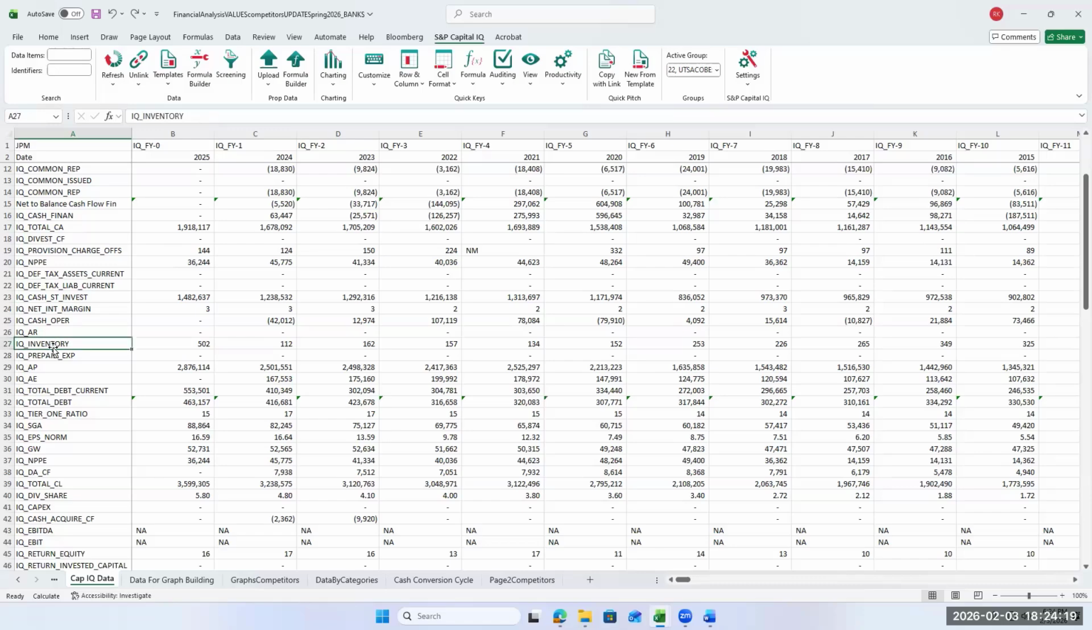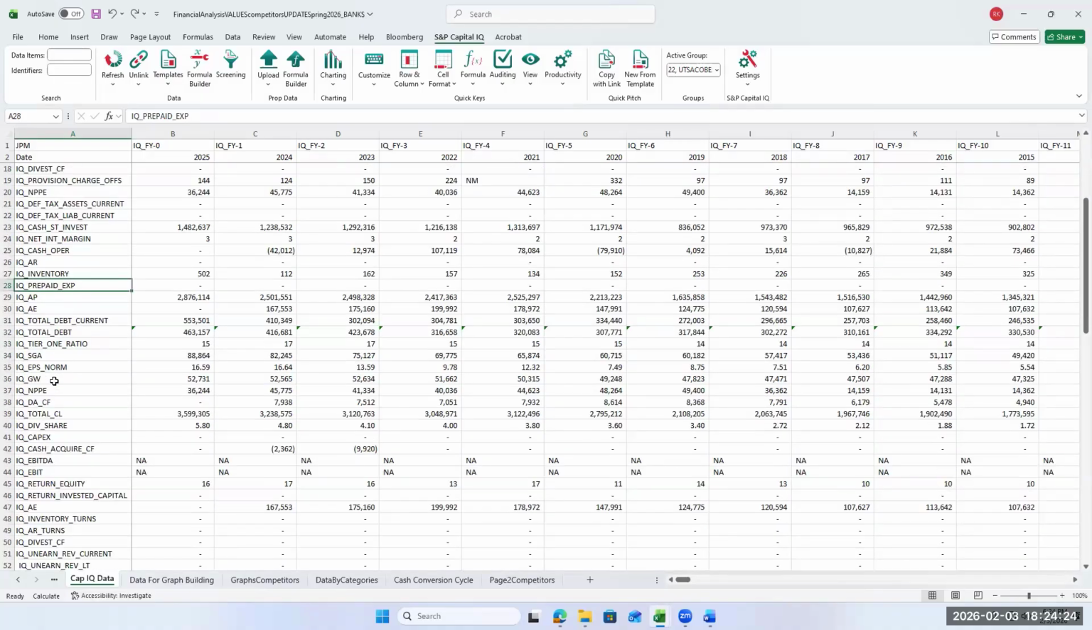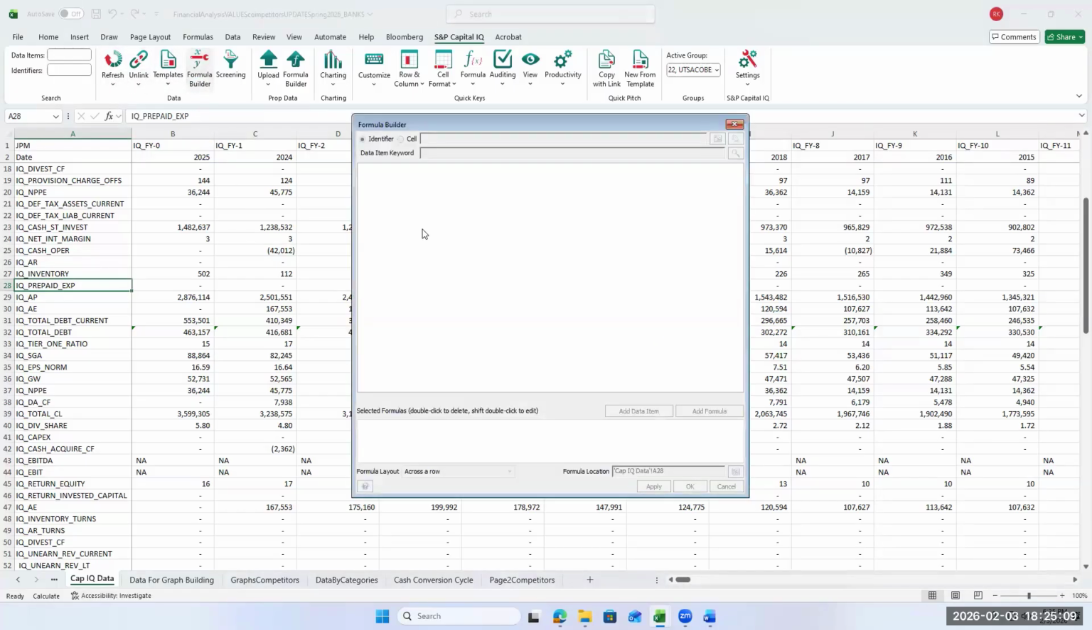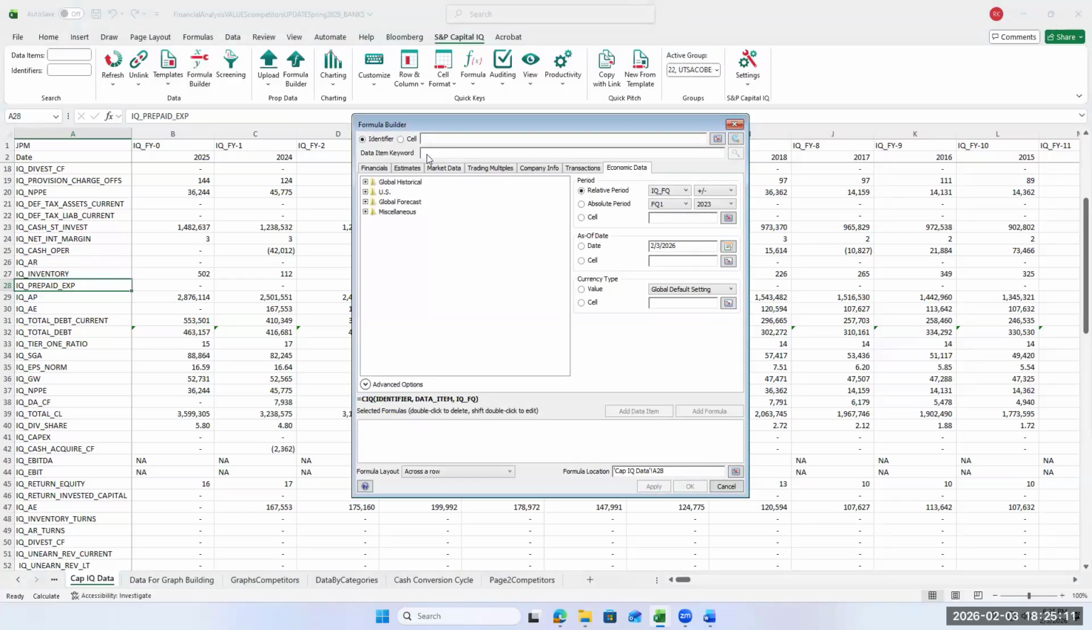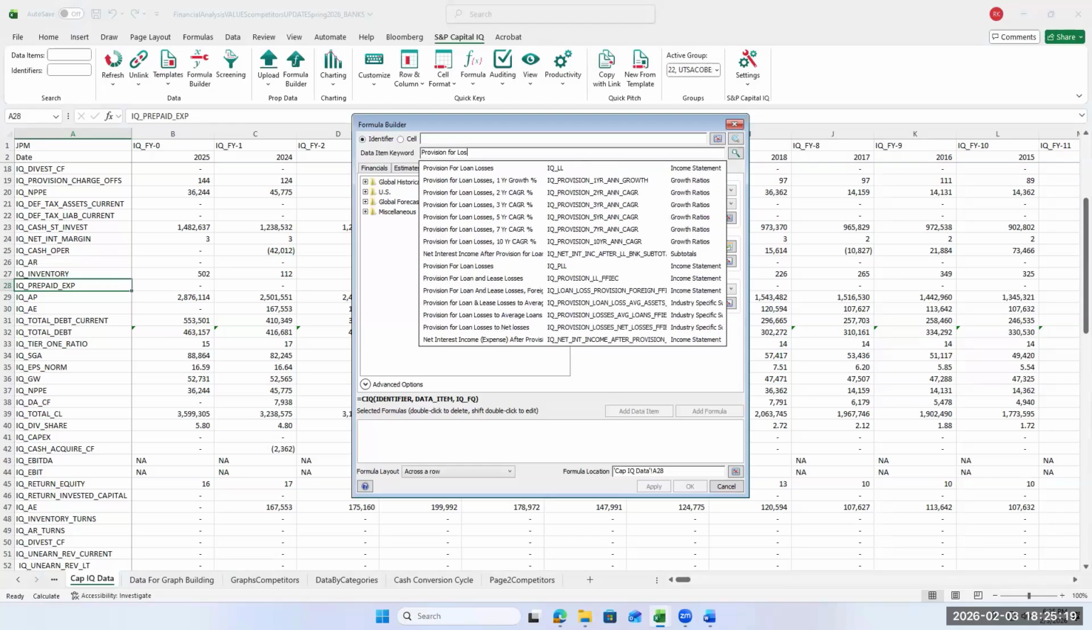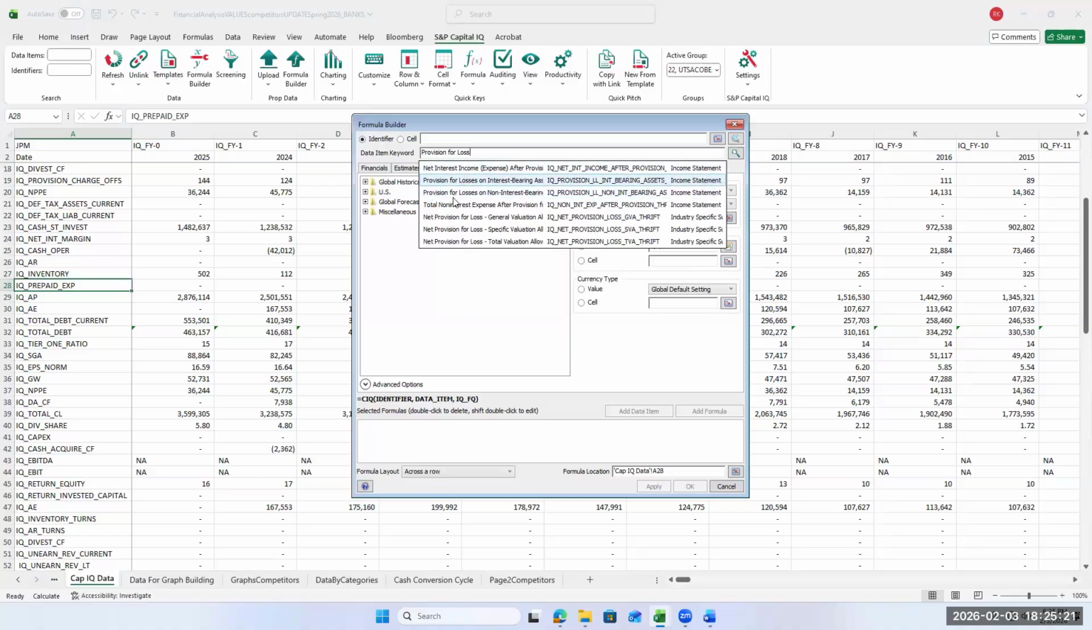So this is the bank still. I don't know why they have inventory, but let's look at prepaid expense. I don't like prepaid expense. So on Capital IQ, you can do the formula builder. All right, so formula builder. You go into formula builder, you can type in a keyword on the second line. So let's do provision for loss. And if you type it in, it brings it up.